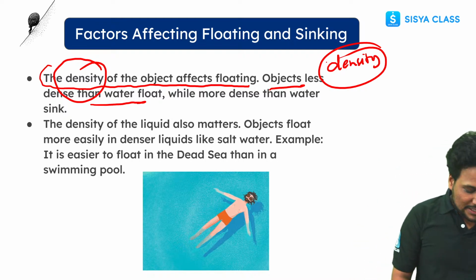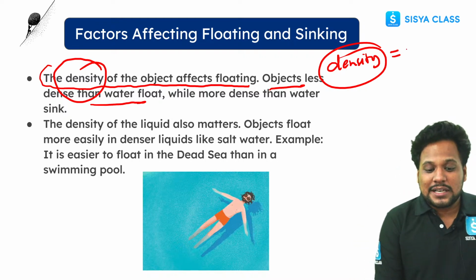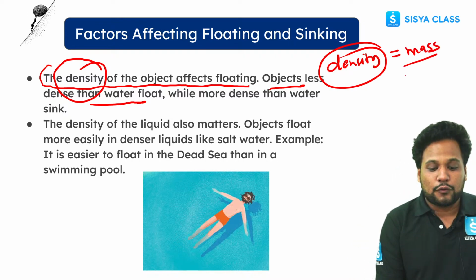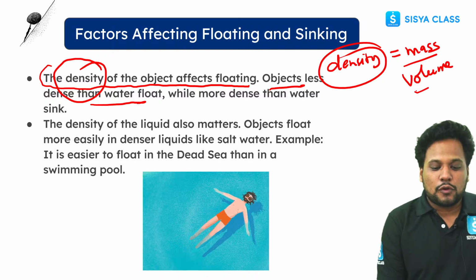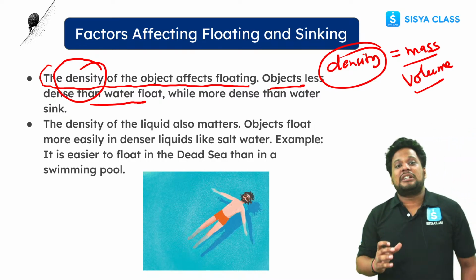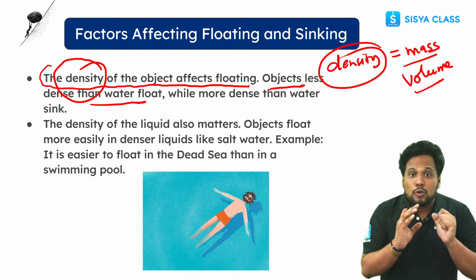Okay, so what is density? Density is different from mass. Density is nothing but mass per unit volume. Density is what? Mass per unit volume. Like how much mass any object contains in per unit volume, वो होता है density.